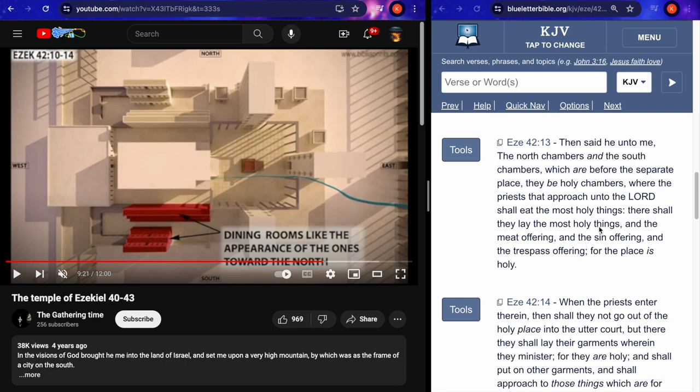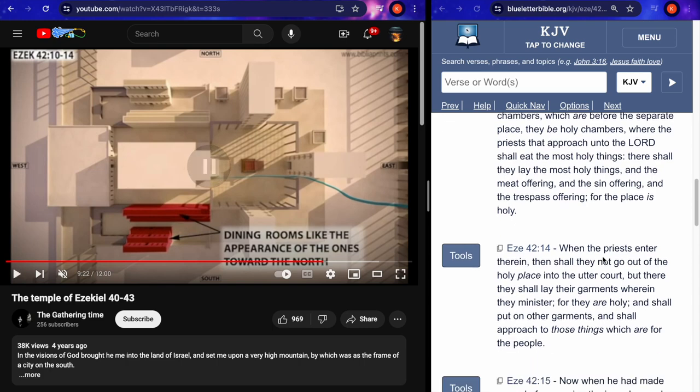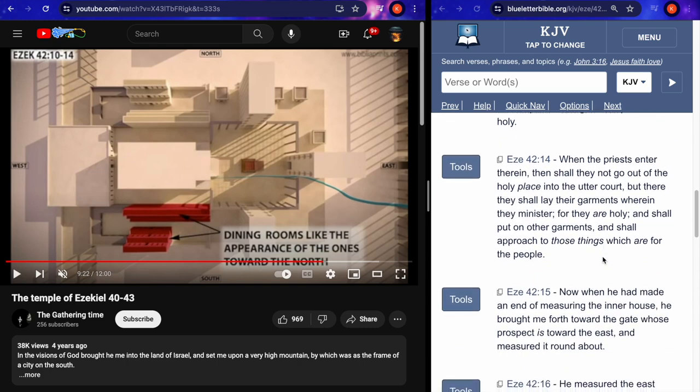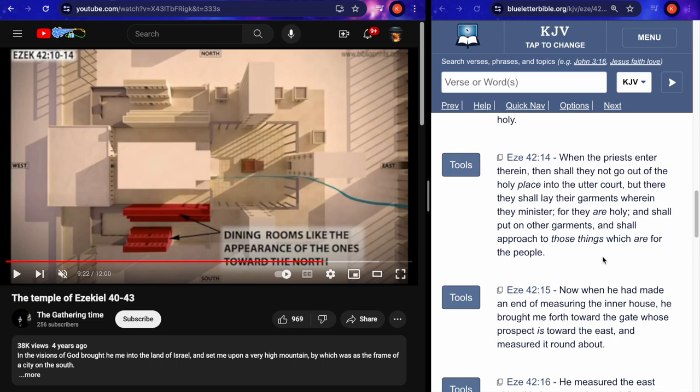There shall they lay the most holy things, and the meat offering, and the sin offering, and the trespass offering, for the place is holy. Verse 14, when the priests enter therein, then shall they not go out of the holy place into the utter court, but there shall they lay their garments wherein they minister, for they are holy, and shall put on other garments, and shall approach to those things which are for the people.